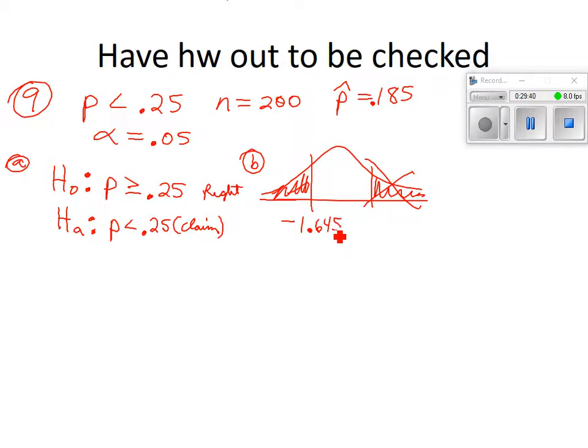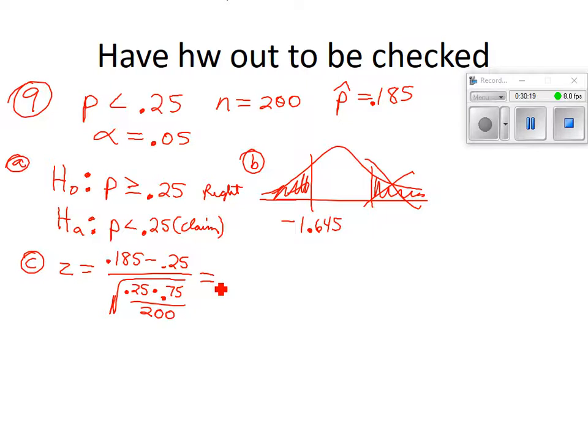Then we find our Z. This is part C. Find our Z. We said that P hat was 0.185 minus 0.25. This one I can't do in my head. Over the square root of 0.25. What's Q if P is 0.25? 0.75, divided by N, which is 200. Somebody do all that and just tell me the final answer. Negative 0.06. Yeah, just write it down on your paper and just tell me the final answer.